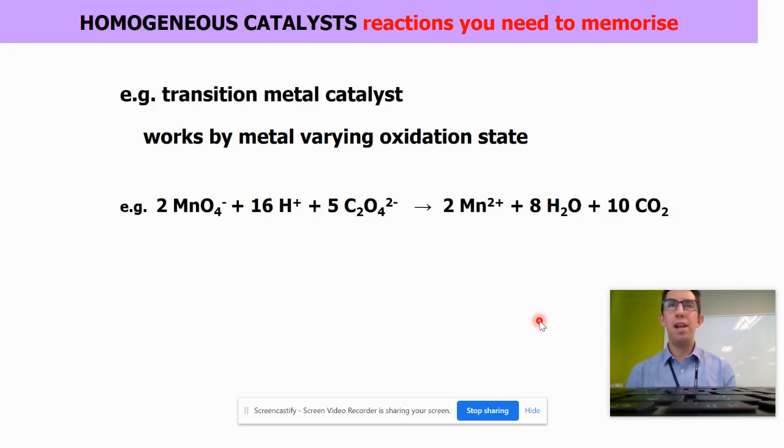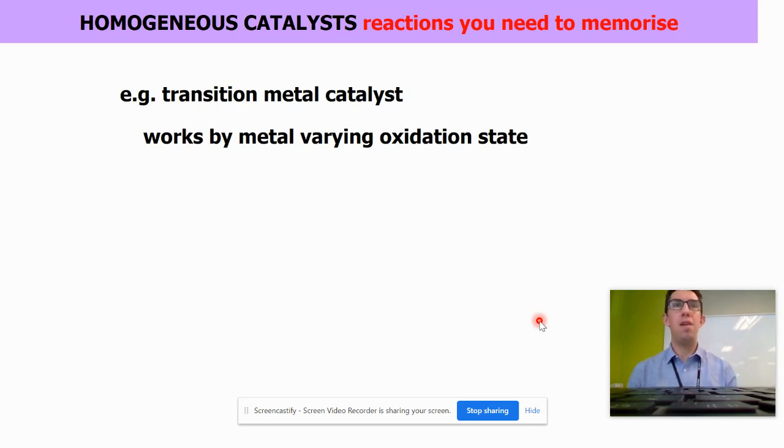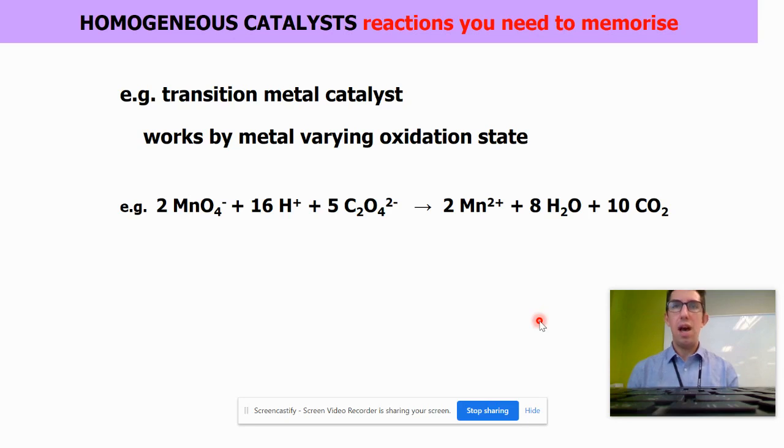Okay, finally, this one here is another homogeneous catalyst. And this time, this is an example of something called an autocatalyst. So here's the overall reaction. Again, this one's a pain to remember. You have to remember the balanced equation. So it's 2 manganate ions, reacting with H+, and these C2O42- ions.